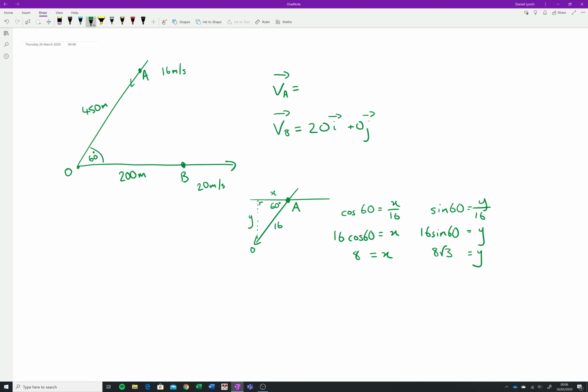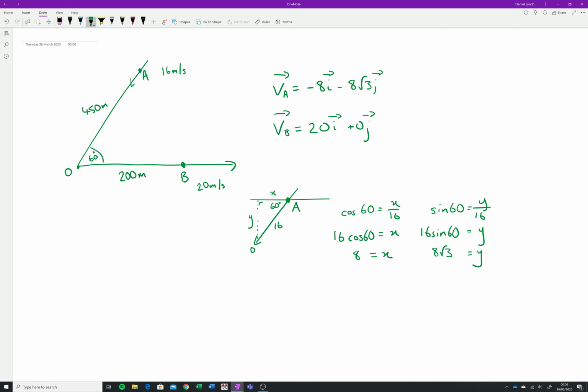Well, remember, it's moving over to the left. So we know that it's moving over 8, this is per second, of course. Because it's left, it's going to be minus 8i, and we also know that it's going down by 8 root 3. So minus 8 root 3j. So there we go, that is what A is.